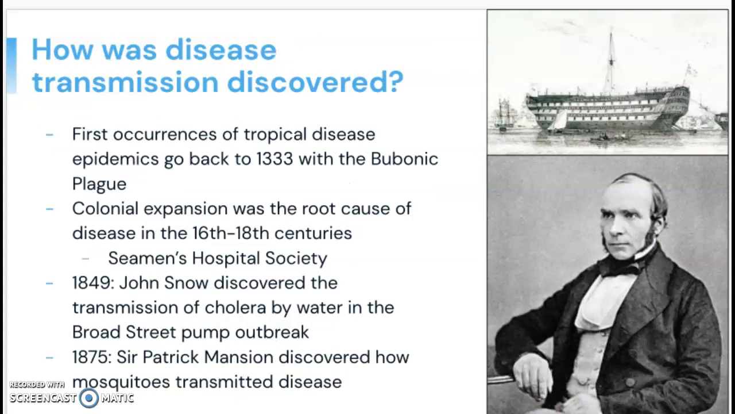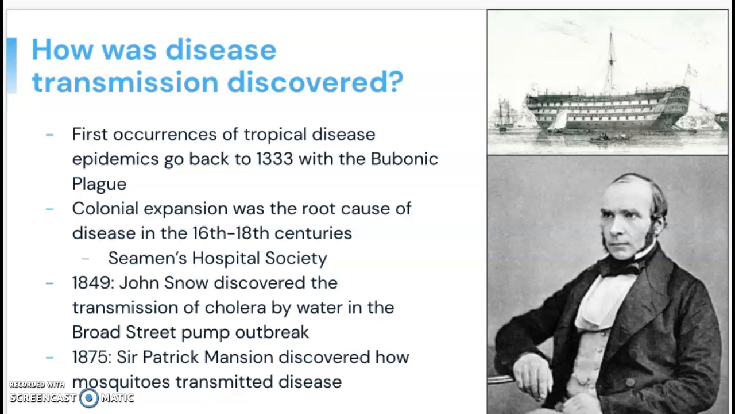Tropical diseases have been affecting humans for most of human history, with the earliest epidemics being the bubonic plague in 1333. Epidemics started occurring more frequently in the 16th, 17th, and 18th centuries due to the start of colonial expansion to the New World. This is because European and native diseases were transmitted to thousands of people, causing thousands of deaths.